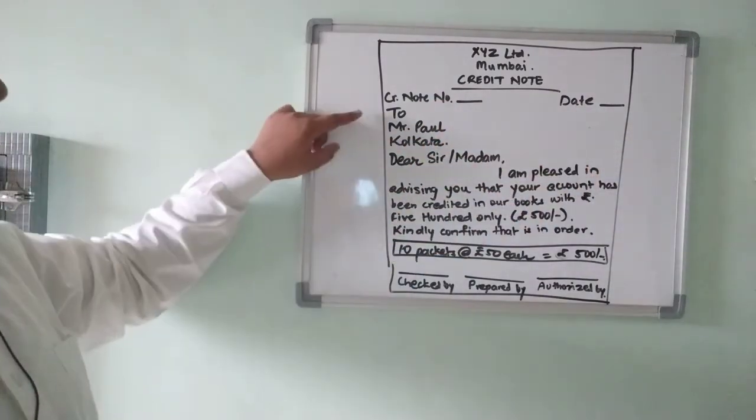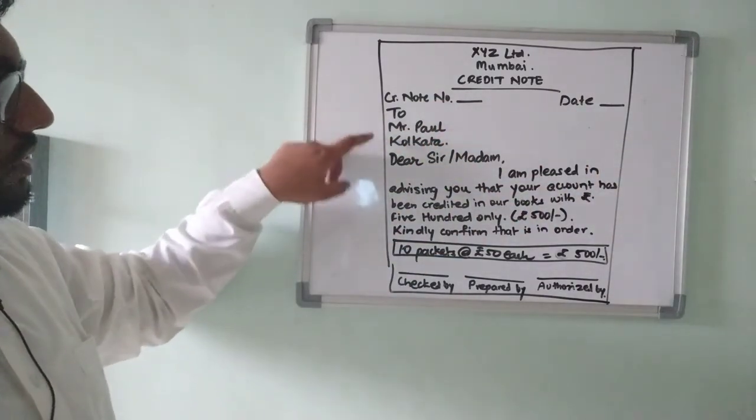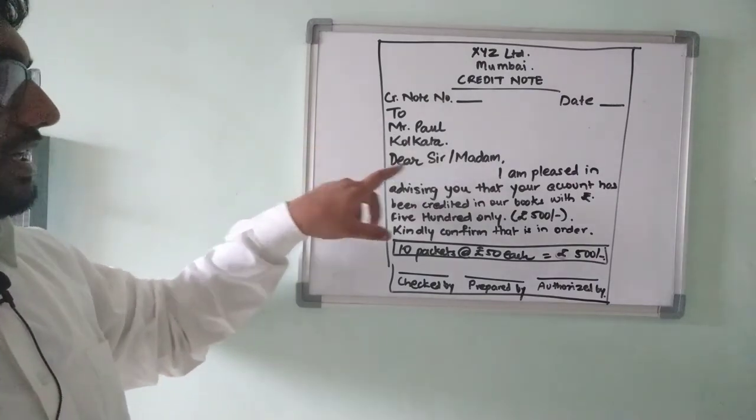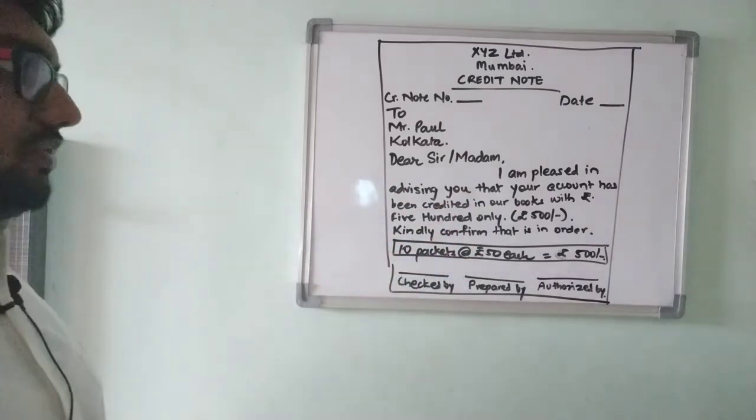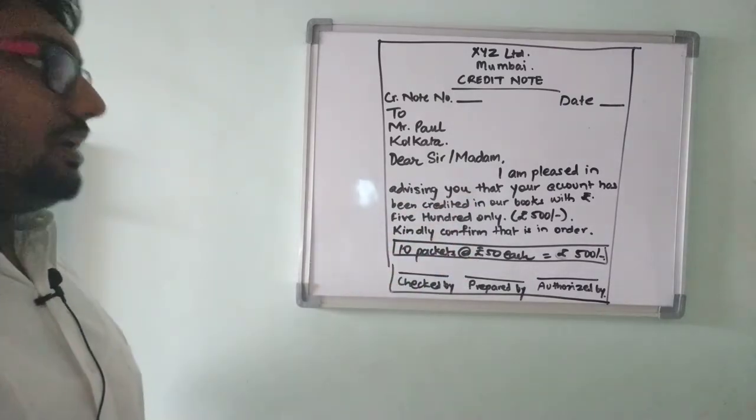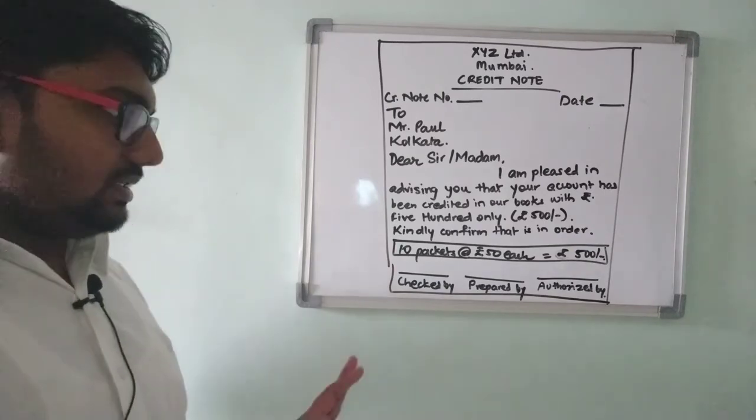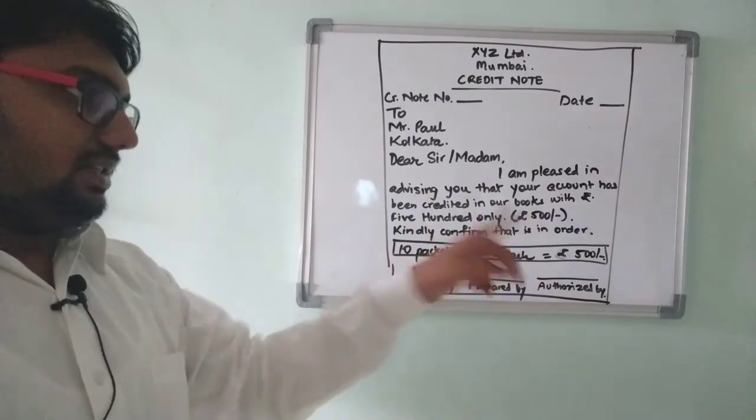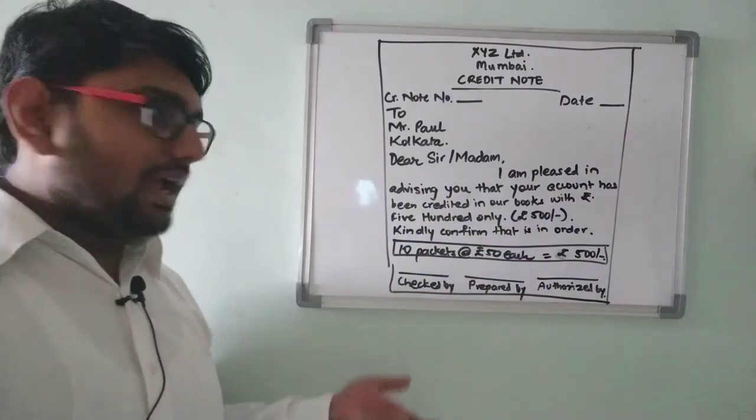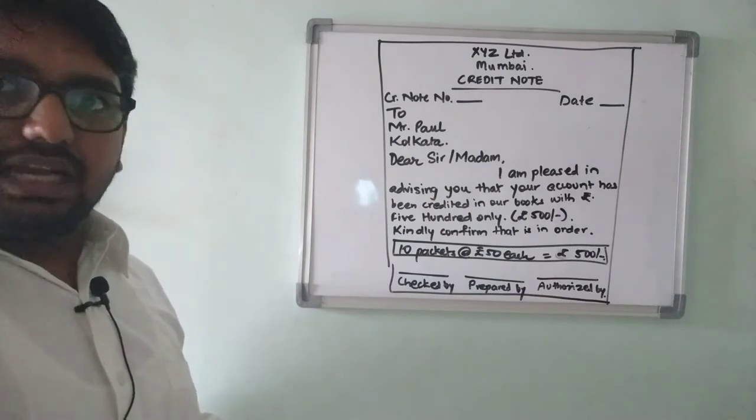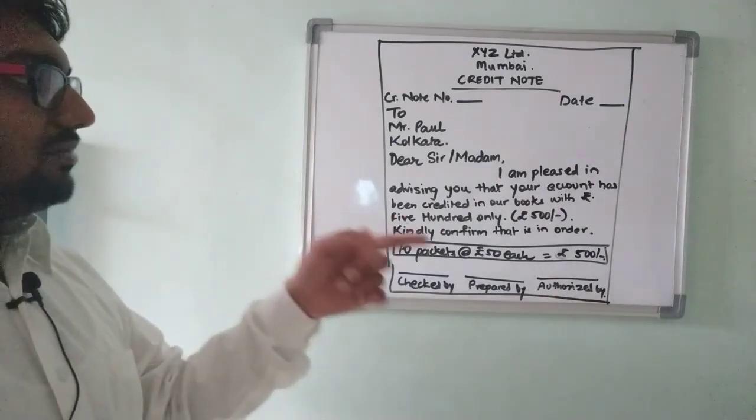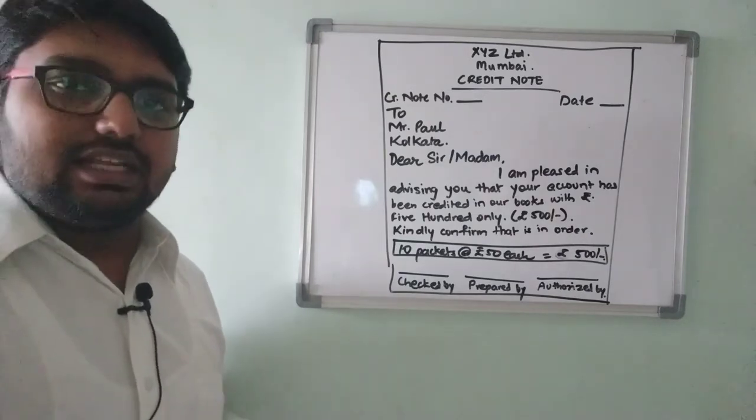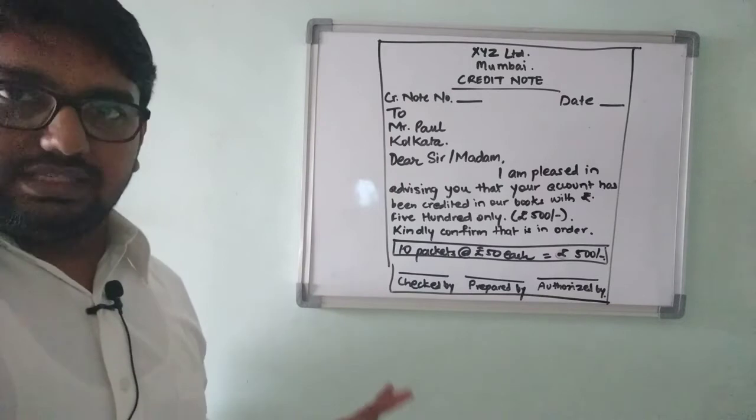Then as it is a letter, I will start with the name of the receiver or the person whose account has been credited. Dear sir or madam, I am pleased in advising you that your account has been credited in our books with rupees whatever your amount is, in words as well as in figures. Again, you can interchange this. That is, you can write the figures outside the brackets and the words in the bracket. That is up to you. Kindly confirm that is in order, or you could rephrase it as kindly confirm the following details or something like that. It should make some sense.